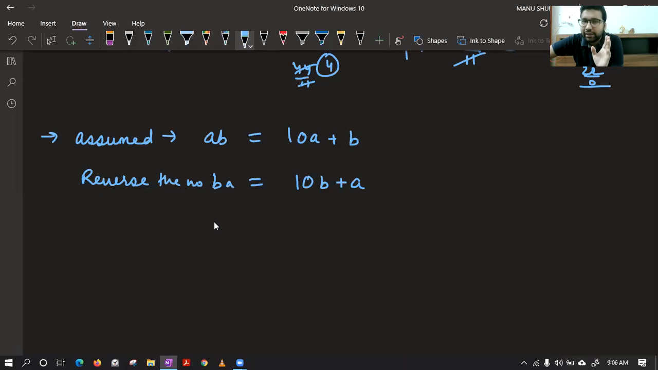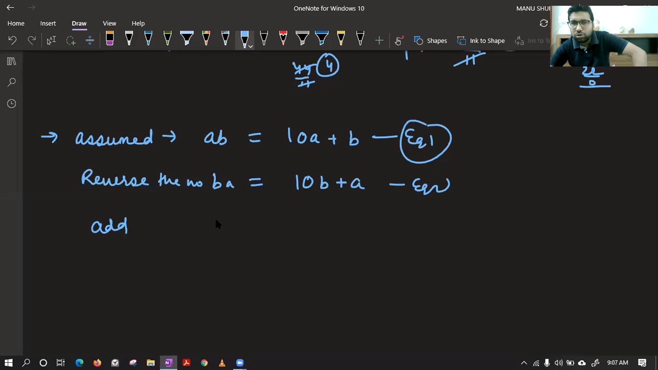Any problem in this thing? I'm just trying to show you how these games are made. You also can make a game on your own. Okay, this way. Now, if I add these two, if I add equation 1 and equation 2, what will I get?